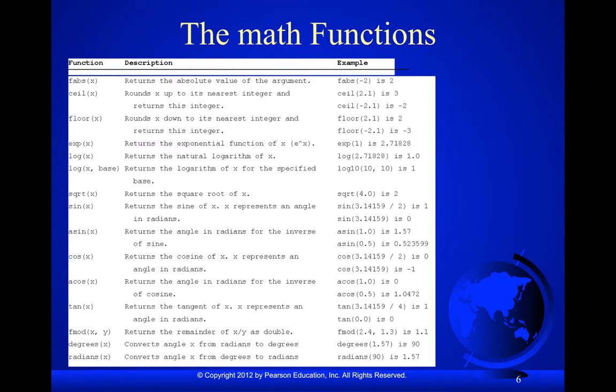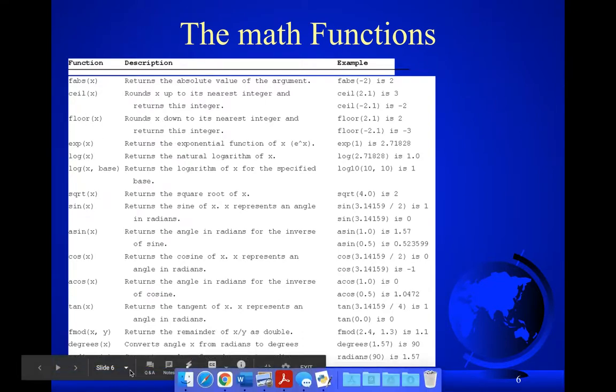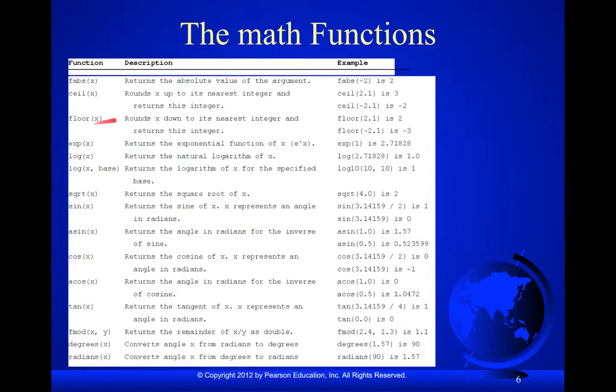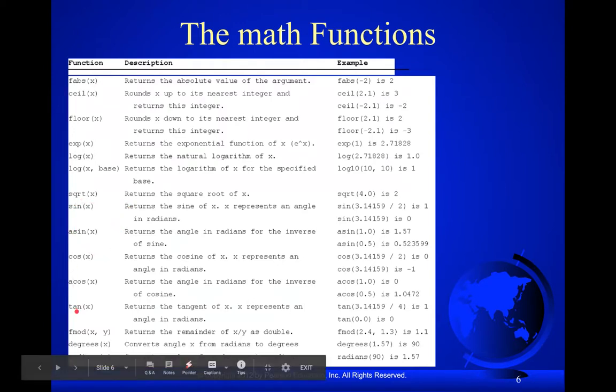There's things like ceiling. Ceiling always rounds up. Floor, this one right here, always rounds down. Exponents and logs, you'll learn about when you get into Algebra 2 or Pre-Calc, but you'll remember square root, SQRT, sine, cosine, tangent, inverse is the A, degrees, radians. These are all math functions that are built into Python.